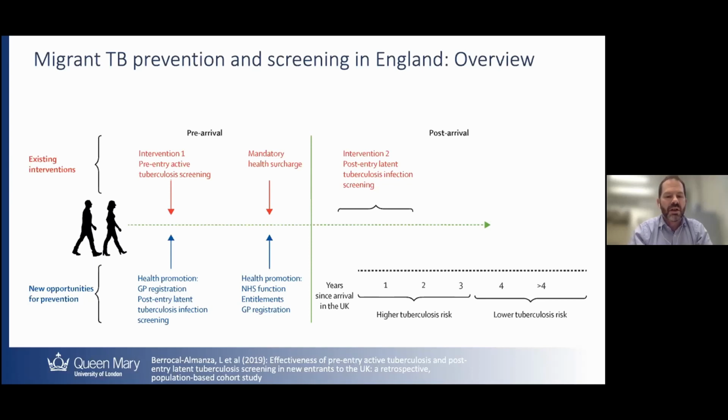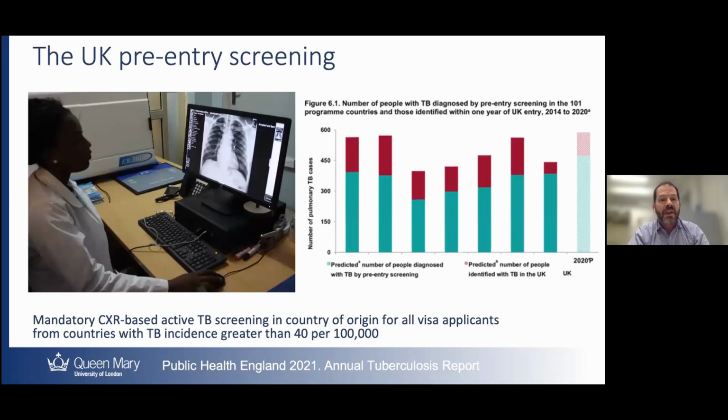And so this is very much a GP-driven system, just to keep that in mind when you're listening to what else I have to say. So the UK pre-entry screening is a mandatory chest X-ray-based active TB screening in the country of origin for all people applying for a visa longer than 6 months, if they're coming from countries with a TB incidence greater than 40 per 100,000. We've got 101 countries for which screening is currently taking place.